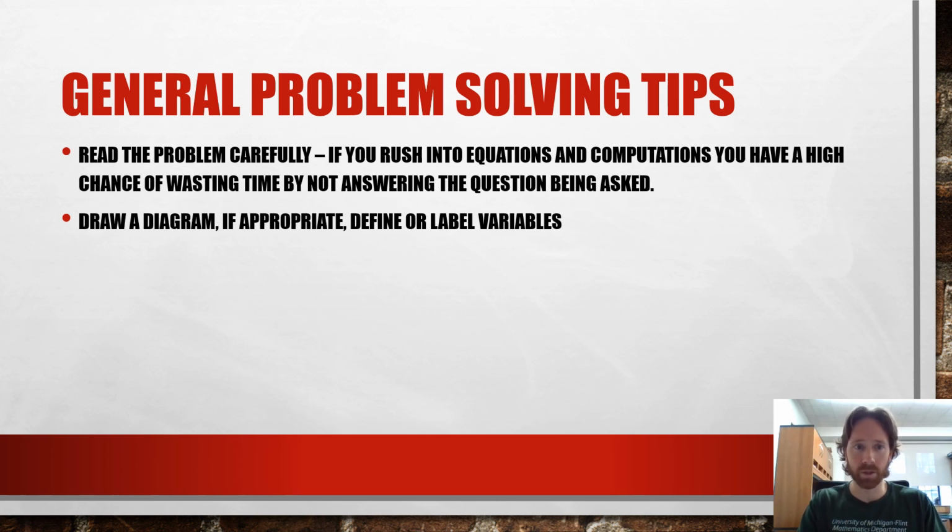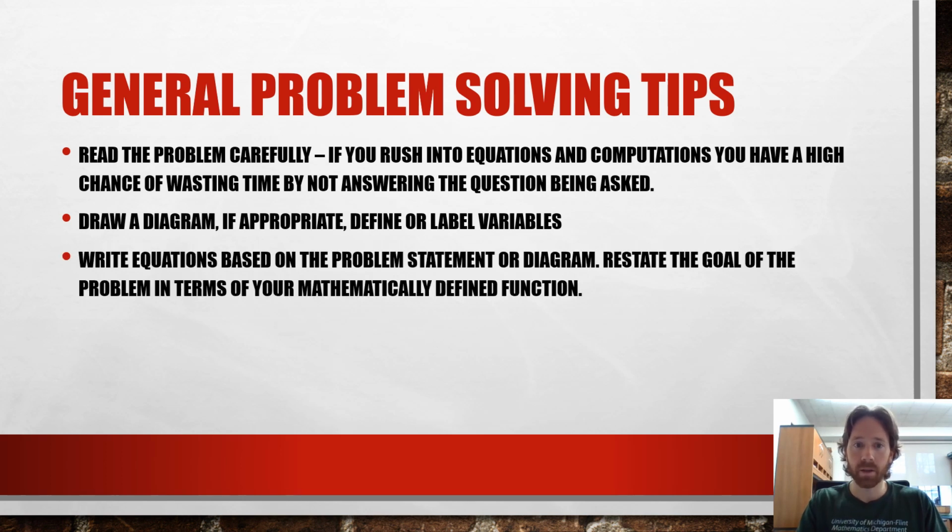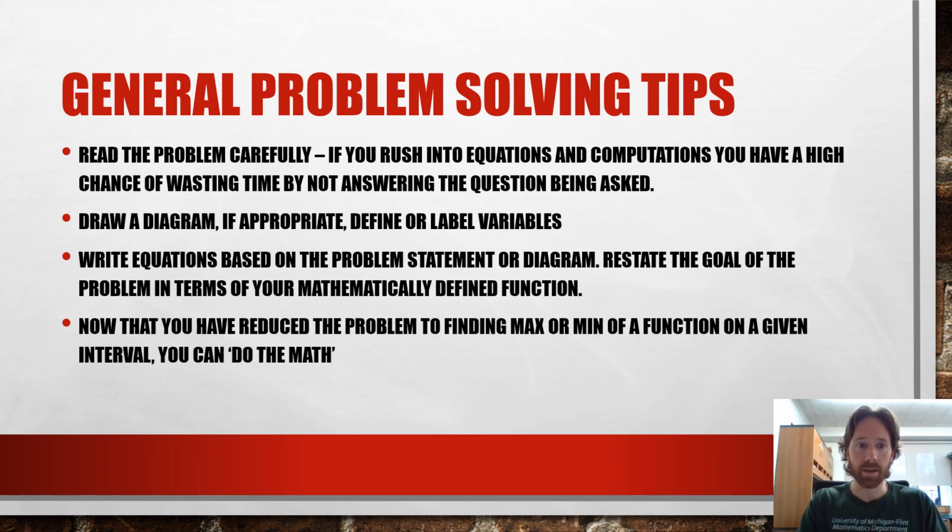To help us out, we always want to draw a diagram if one is not given, if it's appropriate. And of course, we start word problems by defining variables, again, if it's not already given in the question. Then we'll write equations based on the problem statement or on the diagram or on general knowledge. And we want to restate the goal of the word problem in terms of defining a function that we have to find a maximum or a minimum value of. We want to convert word problems into abstract math problems. And once you've got to that stage, all we have to do is a little calculus, a little algebra, and we're done.